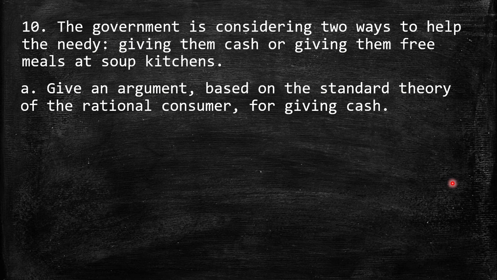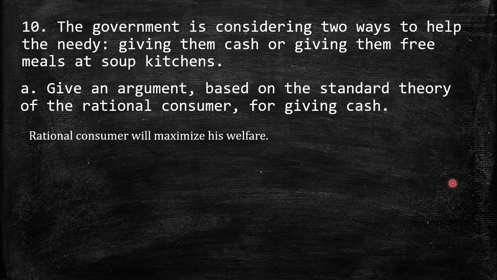Then 10. The government is considering two ways to help the needy: giving them cash or giving them free meals at soup kitchens. A. Give an argument based on the standard theory of the rational consumer for giving cash. Obviously, when you provide cash to people instead of this good, the rational consumer will maximize his welfare, because maybe you are needy, but maybe you don't need the soup kitchen, maybe you need blankets, maybe you need some external goods instead of the soup kitchen.